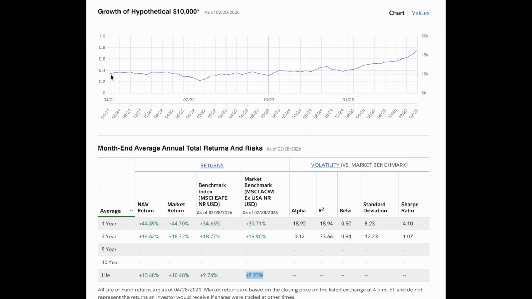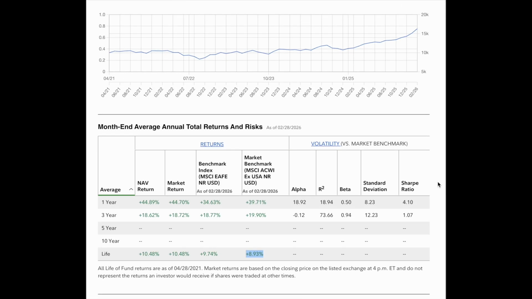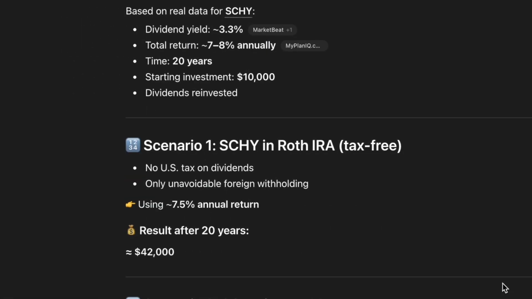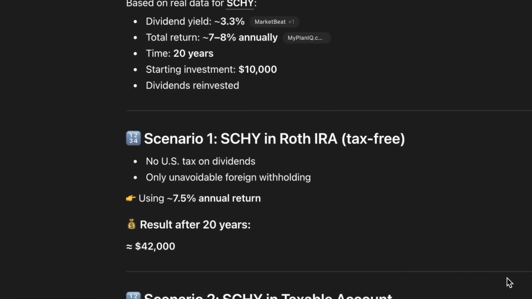If you invested $10,000, it would be worth about $17,000 right now. If you look at the life of the fund, it has earned over 9%, and also in the last 3 years has gone up 18%. So should you invest SCHY in your taxable brokerage account or your Roth IRA?